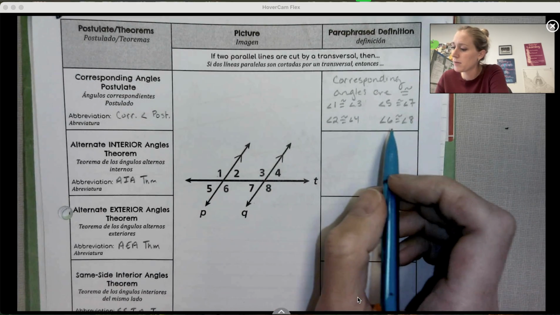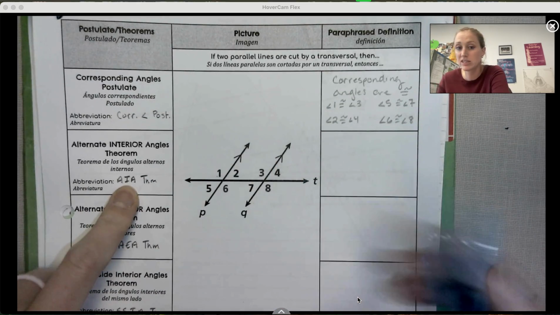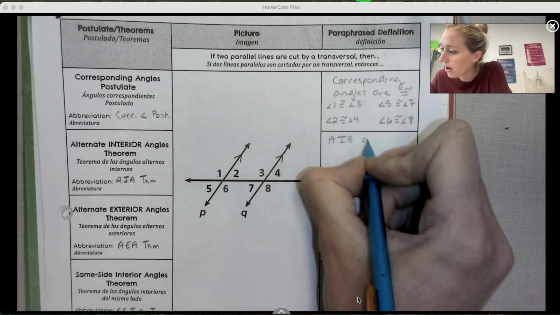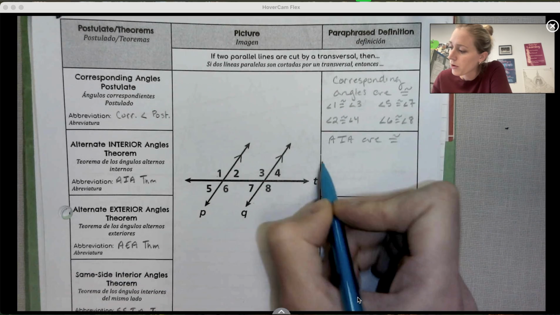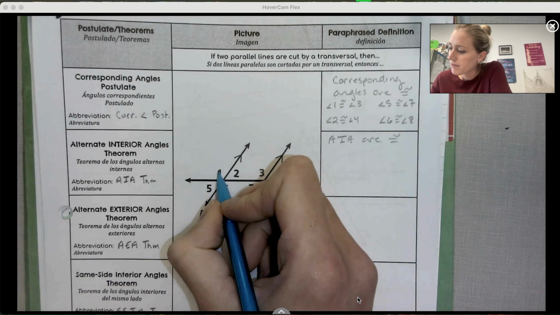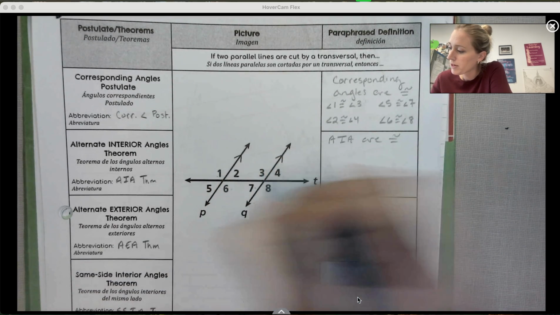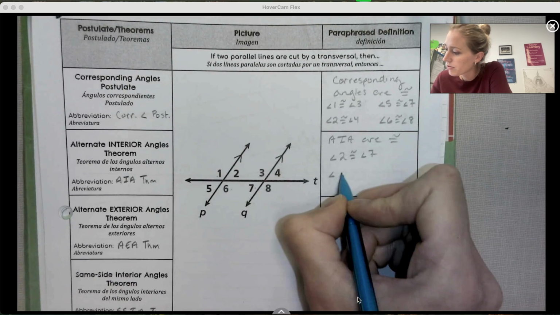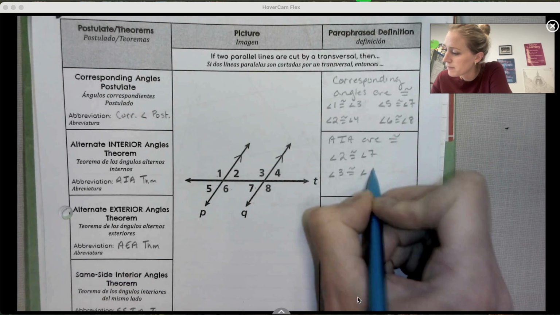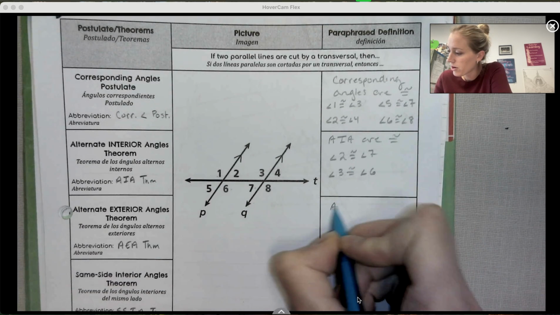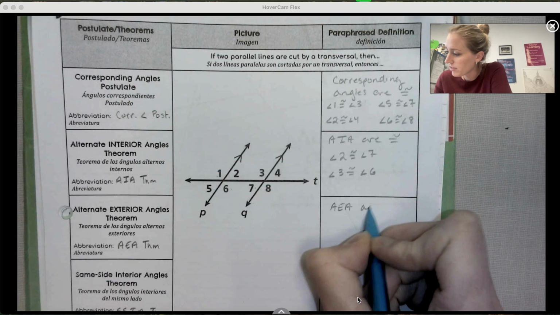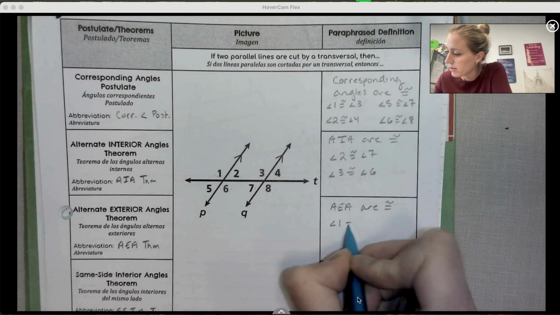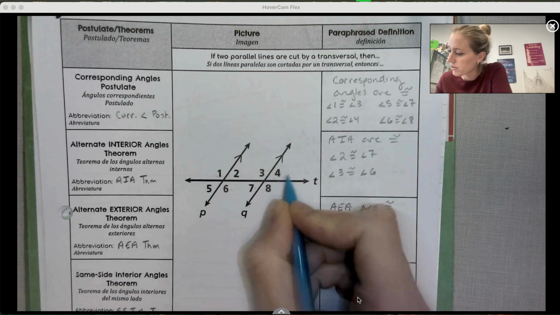Okay, so if we have this setup, alternate interior angles are also congruent. So examples of that, right, would be 2 and 7 or 3 and 6. So angle 2 is congruent to angle 7. Angle 3 is congruent to angle 6. Alternate exterior angles are also congruent if we have this setup. So in our picture, angle 1 is congruent to angle 8. And 5 is congruent to 4.